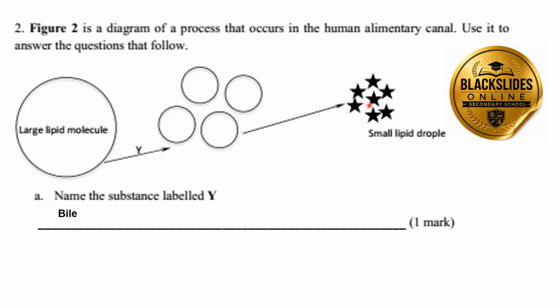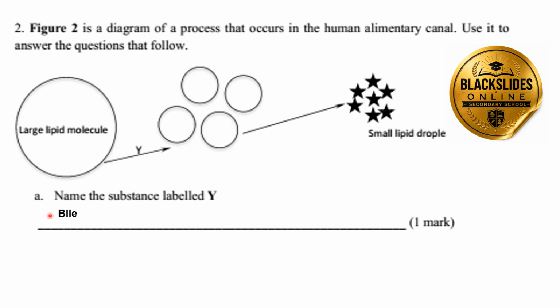So finally, those small droplets are acted upon by enzymes, and you see them shown here like small pieces representing the end products of very fine particles. So in short, we are saying the large molecule is acted upon by bile, breaking it into smaller particles, a process called emulsification. Take note that this process happens in a part of the digestive system called the duodenum.